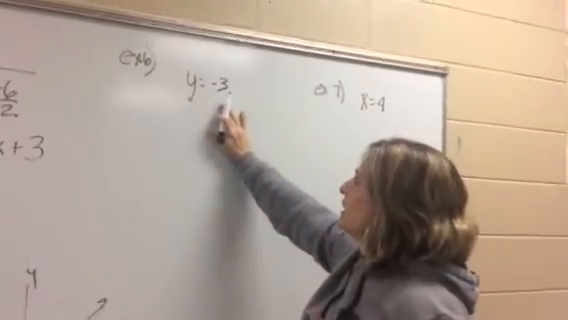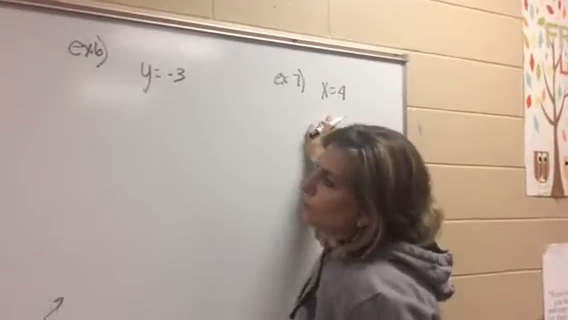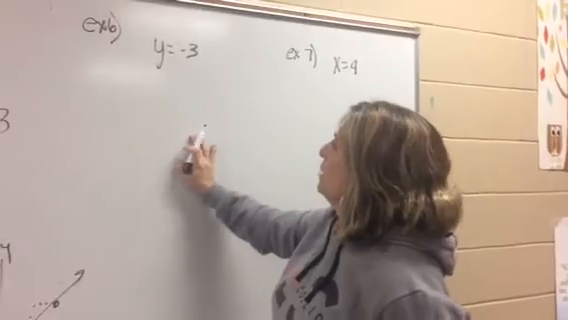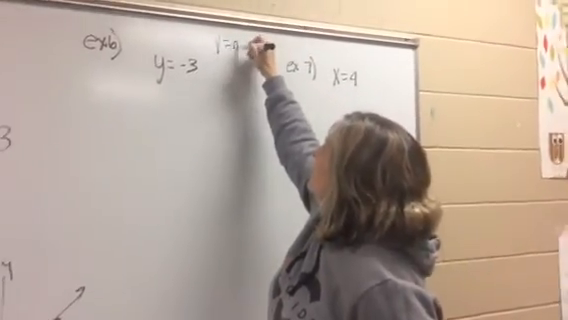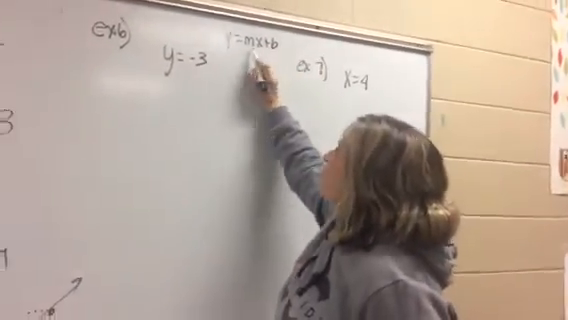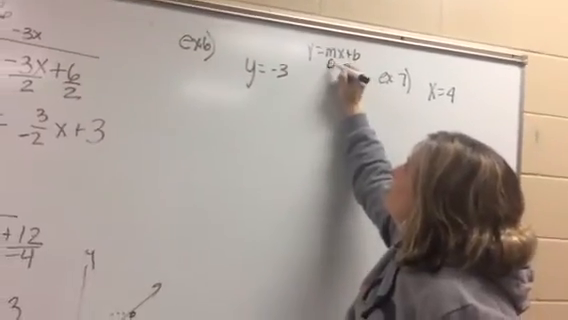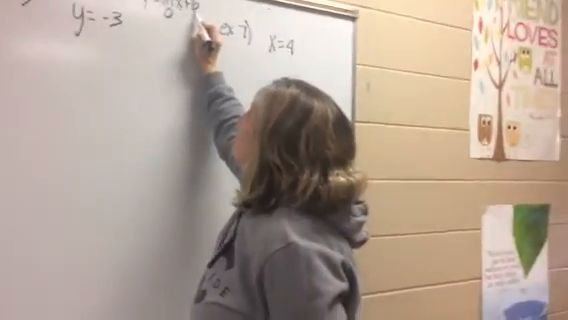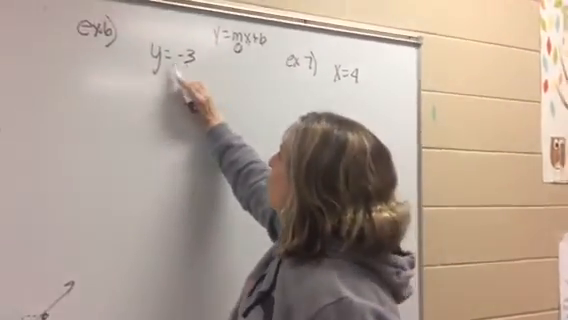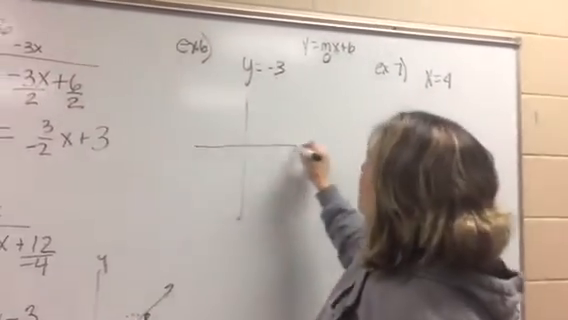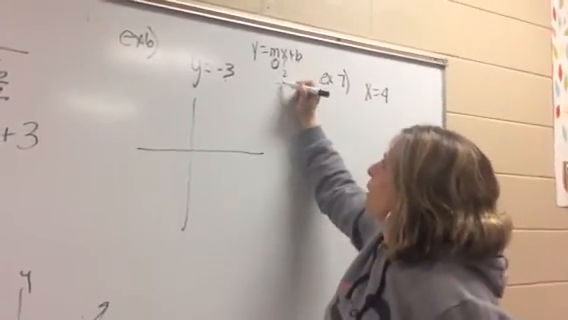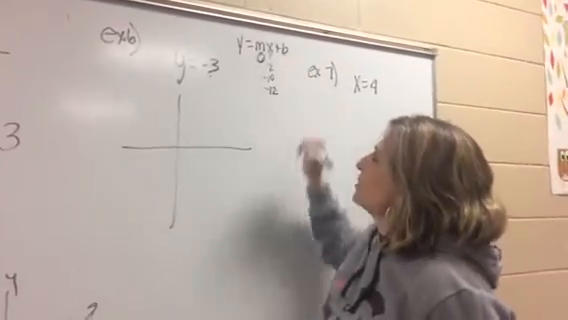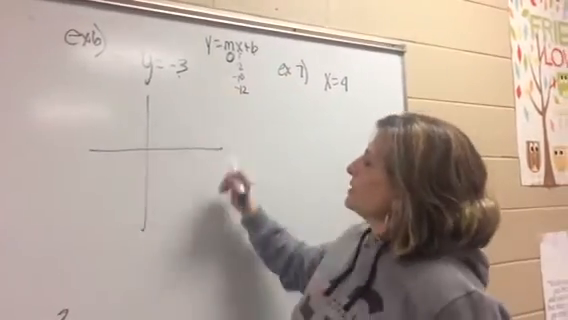Okay, here's my last two problems. This is y equals negative 3, and this is x is 4. Well, we talked about horizontal and vertical lines. When you have y equals mx plus b, if m is 0, that's going to cancel out your x, and you're only going to be left with your b. That's the case here. If y equals negative 3, no matter what you put in for x, if I put in 1, 2, negative 10, negative 12, they're all going to come out to 0 for your slope. So you're always going to get y equals negative 3.